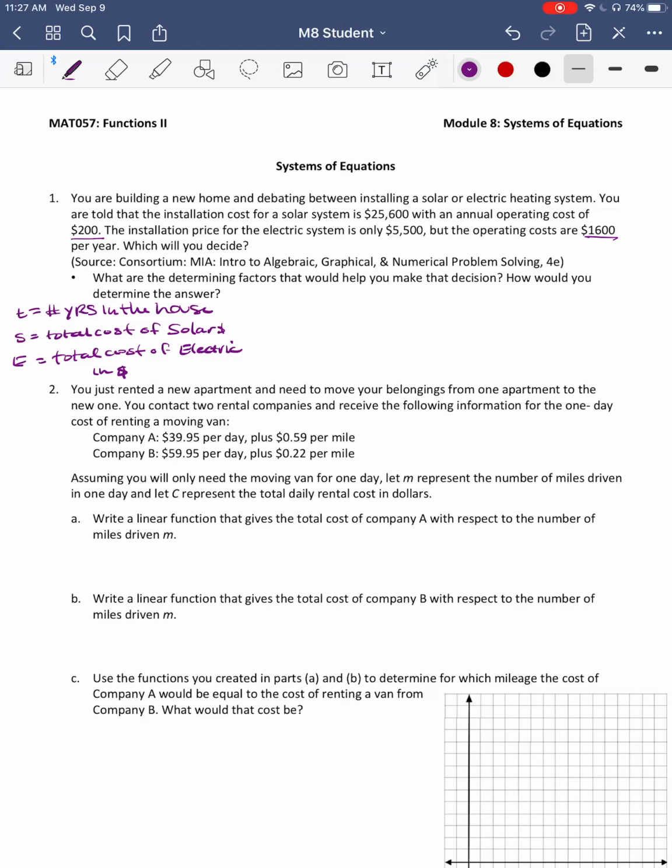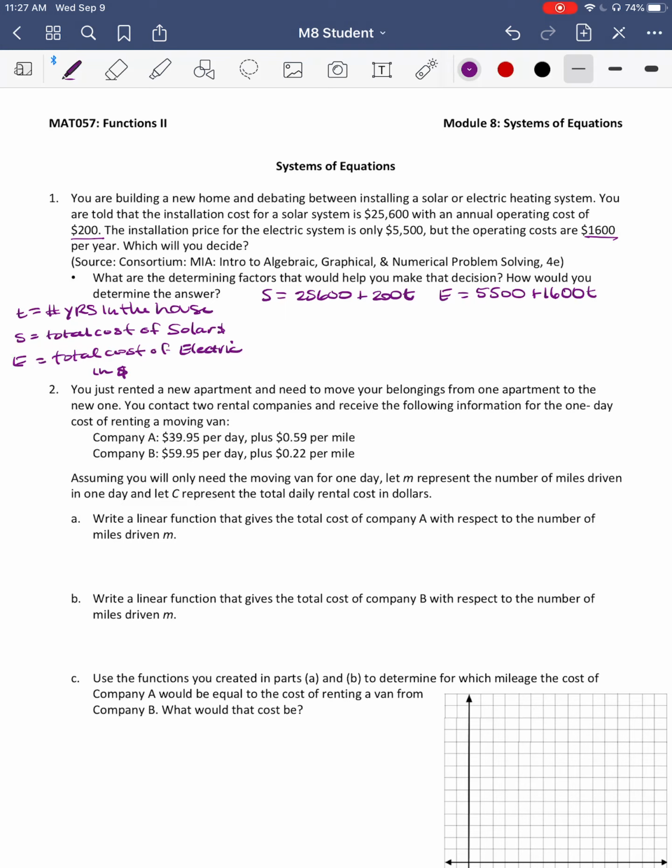So once we have those variables, really what we can do is we can set up two different equations. So we can set up one equation that looks at the total cost of solar. So if we do that, we'd say S equals, well, we know the initial cost is $25,600. And every year that goes by, that cost is going to go up by $200. For electric, we can do something similar. We know that the upfront cost is $5,500, and then every year that cost is going up by $1,600.